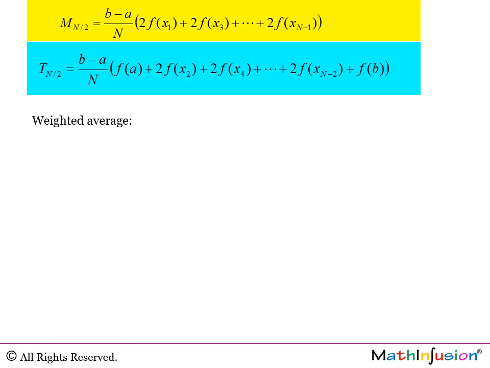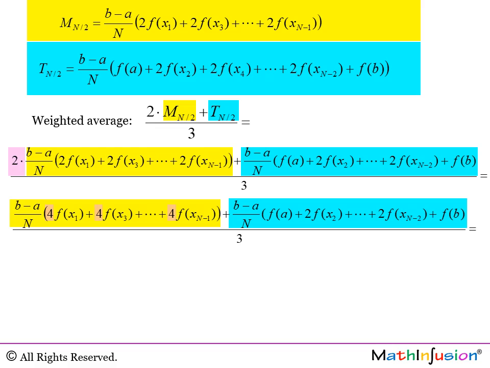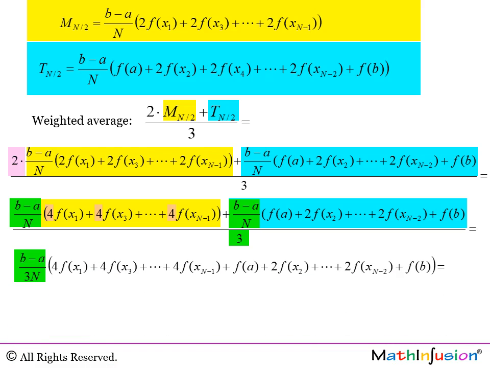Now let's do the weighted average. As we said before, we are going to count the midpoint twice and the trapezoidal only once. So it is 2 times the midpoint, plus 1 times the trapezoidal, over 3. Let's substitute for that, and we get this. Now we will multiply everything by 2 in the first part. You can see that you can distribute b minus a over n, and we get that.